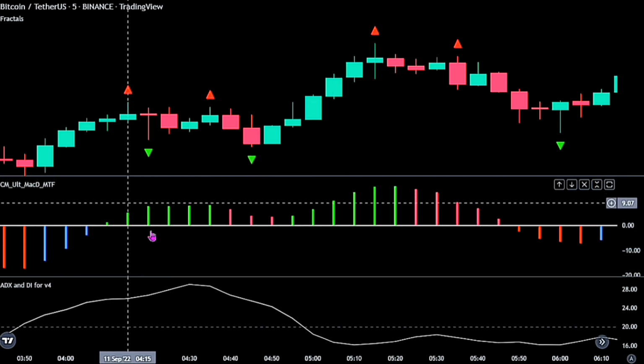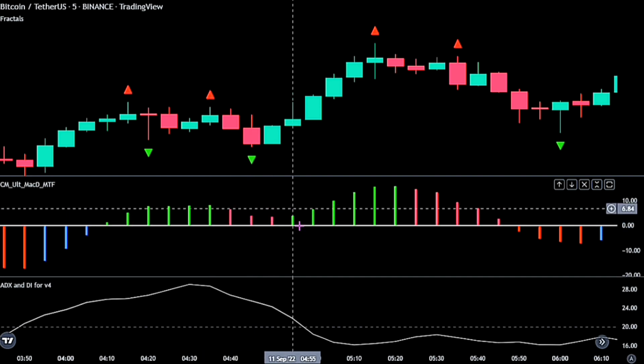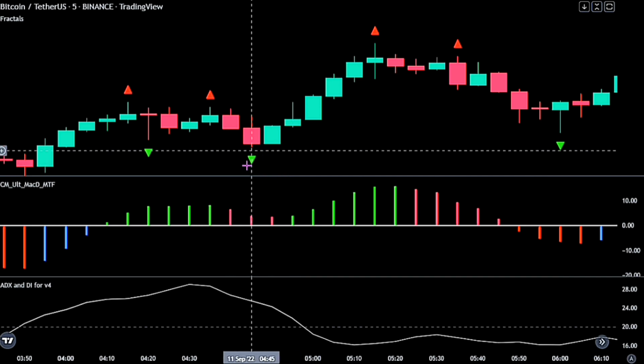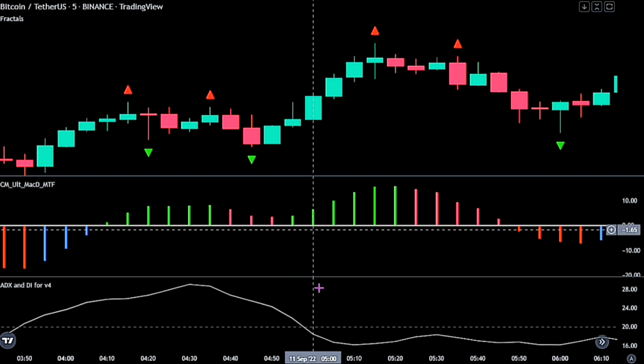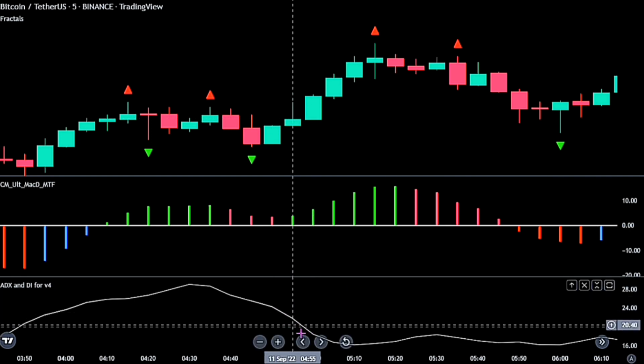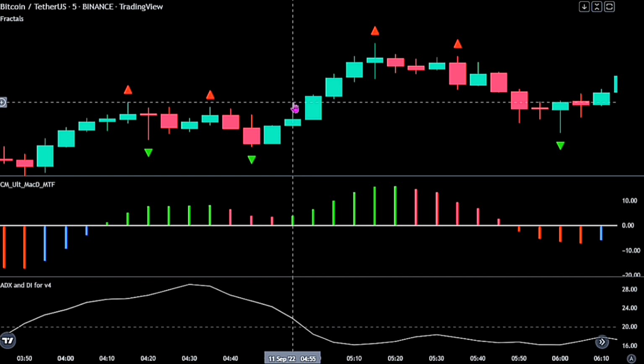Then we would wait till we get a pink histogram above the 0 line as our second confirmation, and we would be entering the trade at the next green histogram if, 1, the last fractal on the chart when we got our green histogram is colored in green, and 2, the ADX moving average is above the 20 threshold line. We would then go ahead and open a buy trade at the peak of our triggered candlestick.